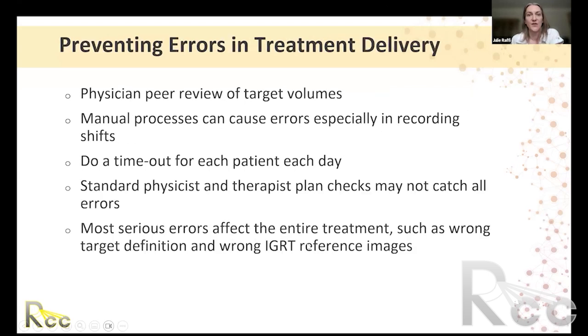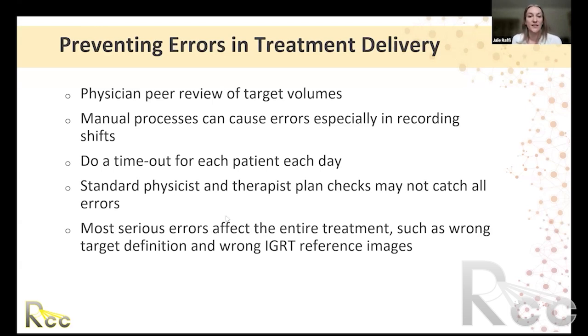So to prevent errors in treatment delivery, some of the key aspects are having physician peer review of your targets, understanding that manual processes can create errors, especially when you're recording shifts manually. Doing timeouts for patients each day can help reduce some of the major sources of error. And then understand that your standard physics and therapist checks might not catch all errors. So it's important for everyone on the team to be vigilant and aware that things can arise at any point in the process.